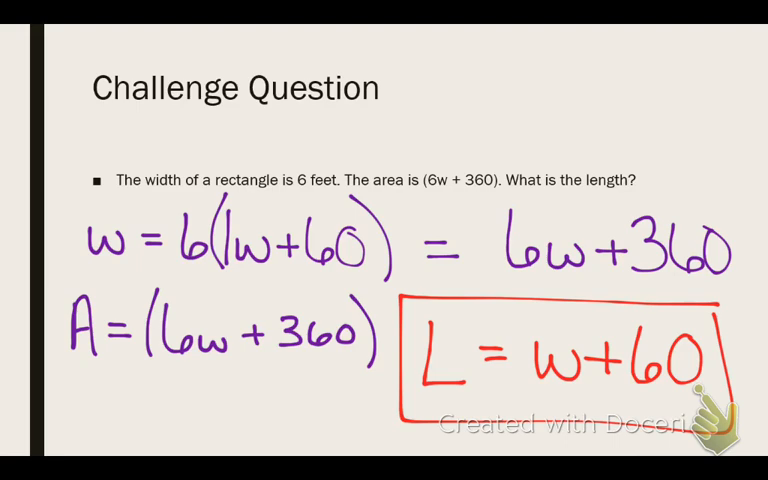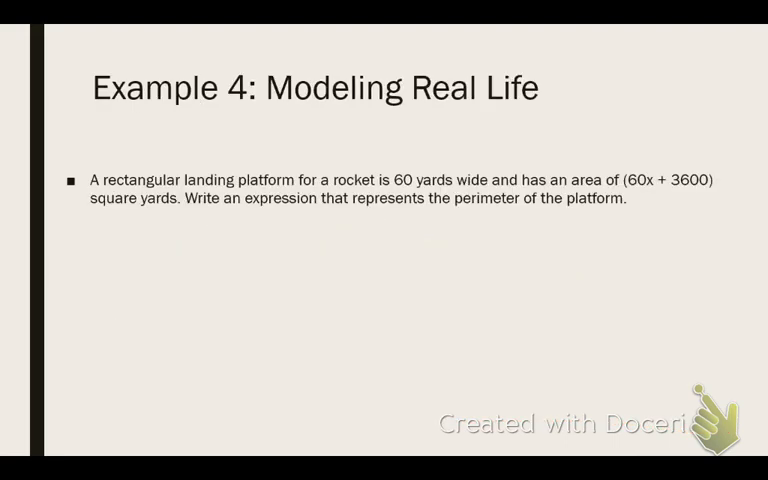Let's go. I thought that was example 4. Nope, that's not example 4. This is example 4. You guys can do this. I believe in you. A rectangular landing platform for a rocket is 60 yards wide and has an area of 60x plus 3,600 square yards. Write an expression that represents the perimeter of the platform.